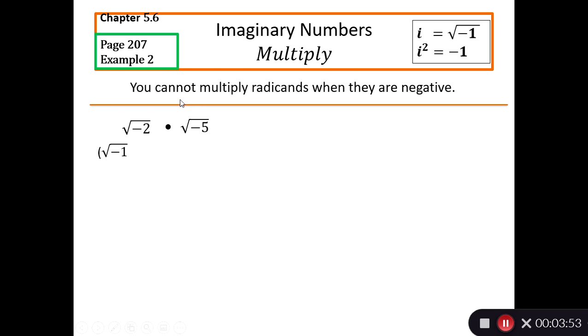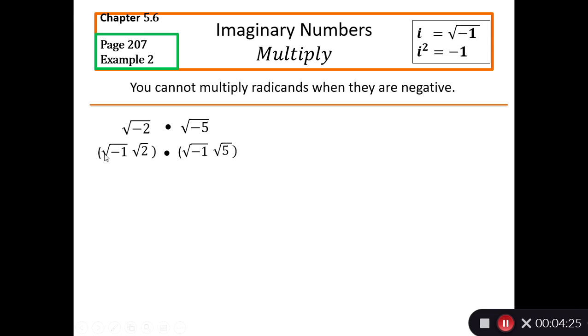Okay, the rule for multiplying. You cannot multiply radicands when they're negative. So if we can't multiply a negative 2 times a negative 5, what we're going to do is pull out the square root of negative 1 to represent the square root of negative 2. And here we're going to pull out the square root of negative 1, and we're going to have just the square root of 5 left. Because when we multiply this, this is the square root of negative 5.